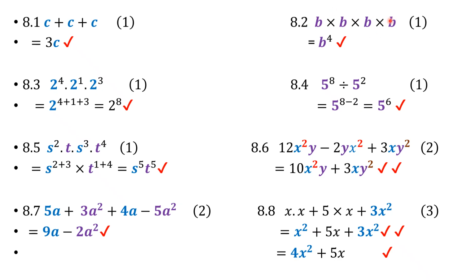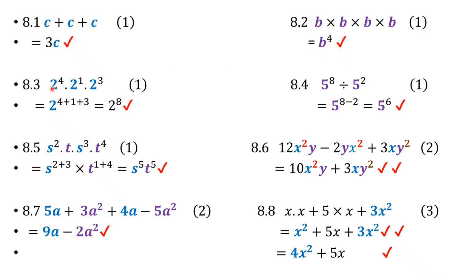8.2, I have B times B times B times B, so all of them have an invisible 1 as exponent. If I multiply and the bases are the same, you see they're B, B, B, then I add the exponents, so 1 plus 1, 2 plus 1 gives me 3, plus 1 gives me 4. So that becomes b to the power 4.